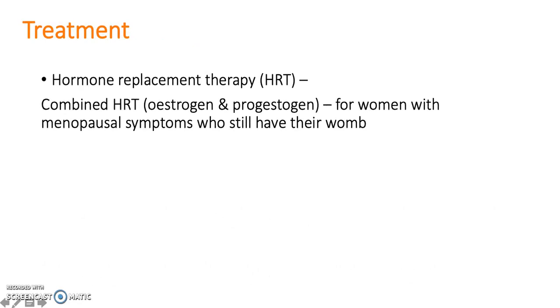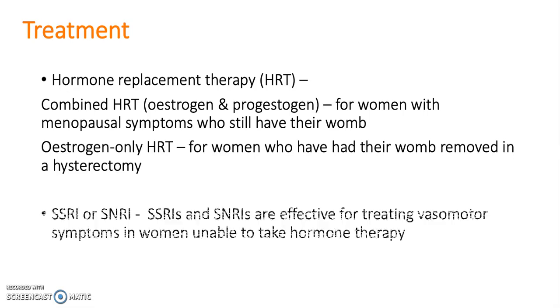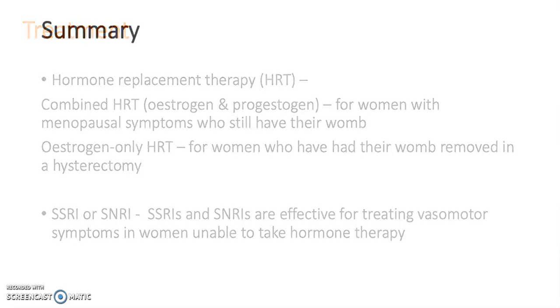So what treatment can we offer? HRT or hormone replacement therapy. Combined HRT, which is estrogen and progesterone for women with menopausal symptoms who still have their womb. Estrogen only HRT for women who have had their womb removed in a hysterectomy. SSRIs or SNRIs are effective for treating vasomotor symptoms in women unable to take hormone therapy.